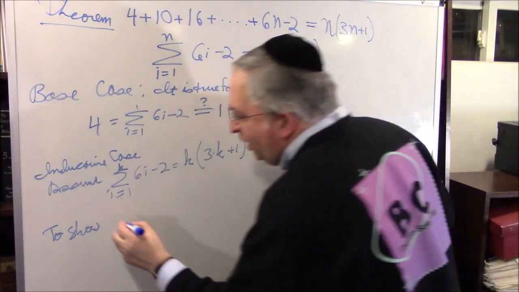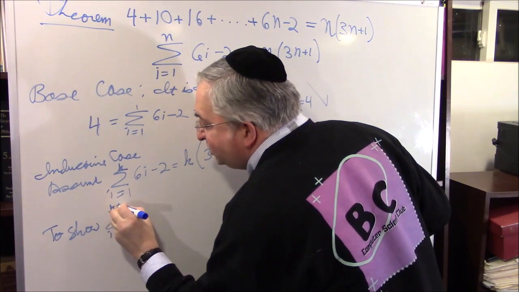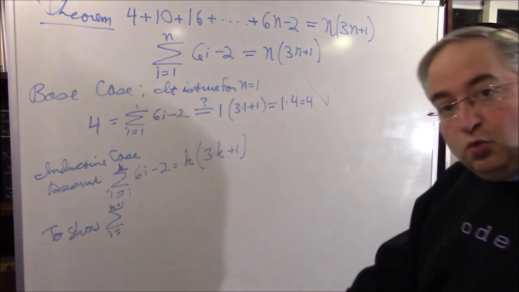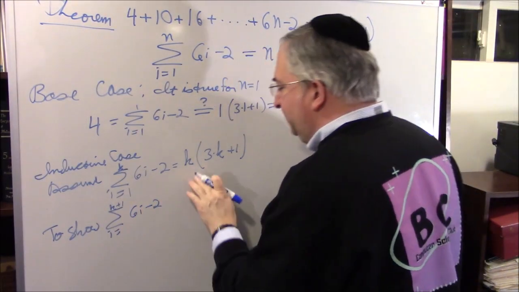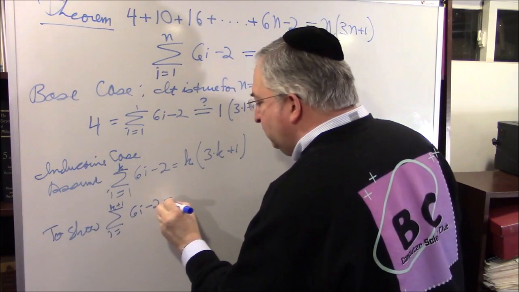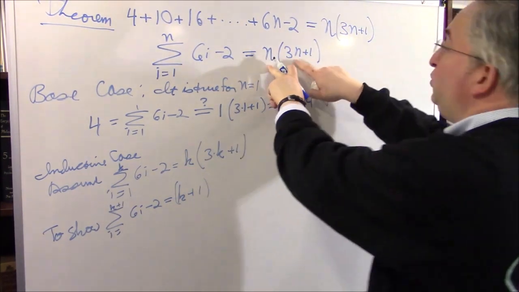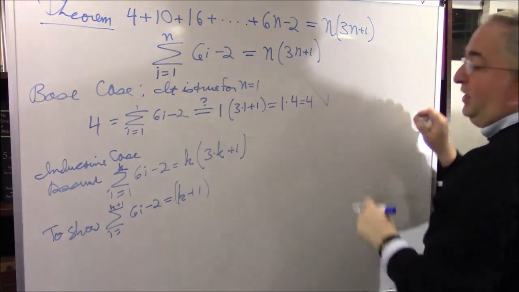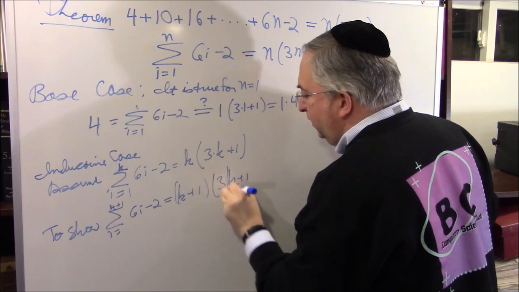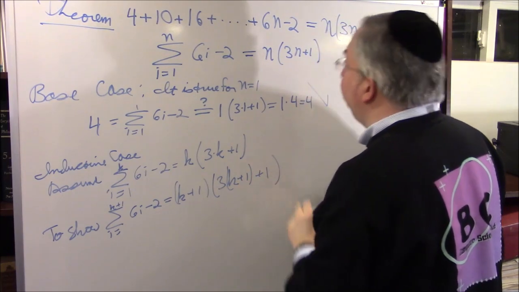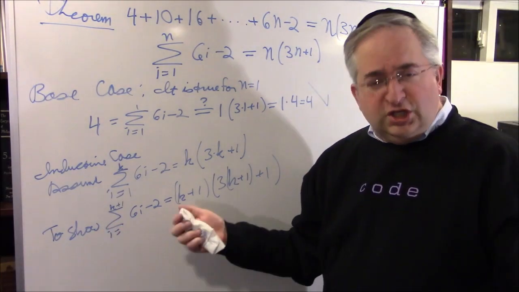We're to show the sum of i equals 1 to k plus 1, going one step higher, of 6i minus 2 is equal to k plus 1. I'm plugging k plus 1 into n. Every time I see an n, I'm plugging in k plus 1. Times 3 times k plus 1 plus 1. Now this is what we want to show, just to make our cheat sheet.